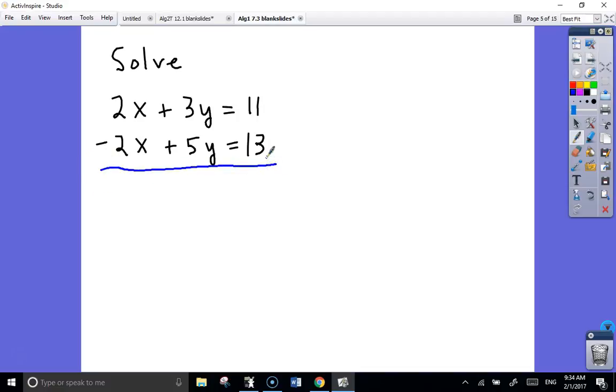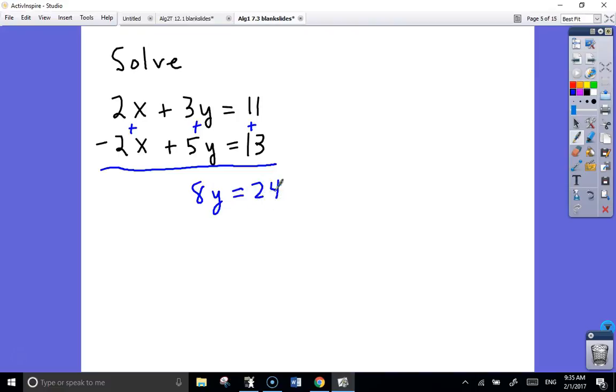So again, step 0 was they were in standard form. Step 2, it looked like we're already ready to go on to step 2, which is if we add these, it's going to cancel the x's. It's going to eliminate the x's. So let's do that. We're going to plus, plus, plus. Okay, and so these give us 0. These cancel. This is going to give us 8y, and it's going to give us 24.